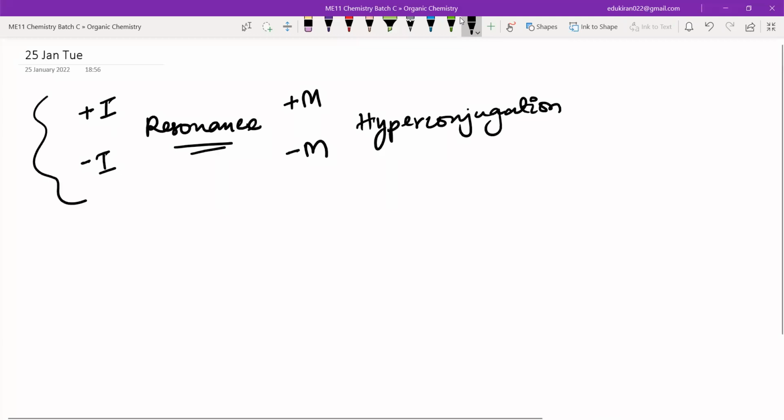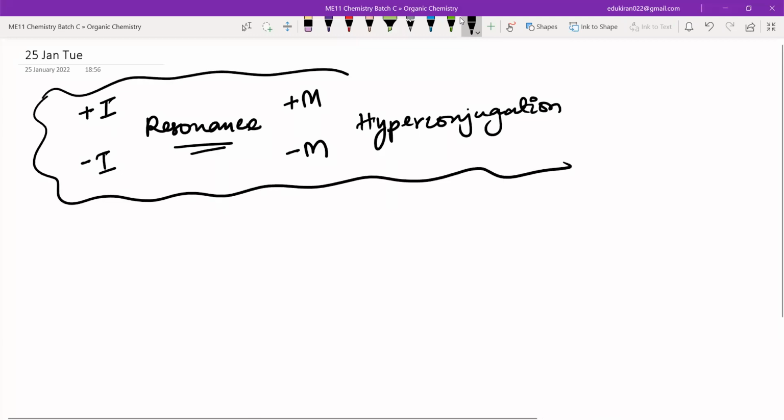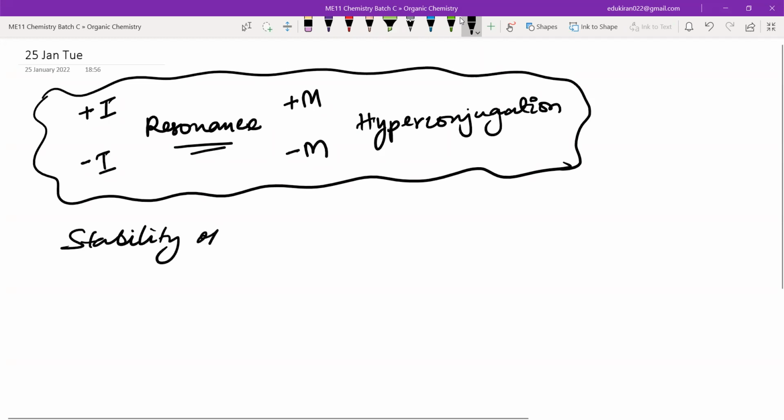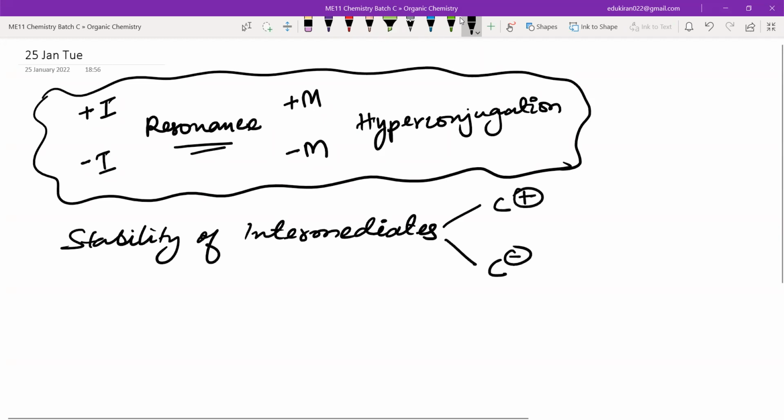So all of these things now will help us in understanding the stability of intermediates. There are how many intermediates? We will have carbocation, we will have carbanion, or we can have carbon free radical. Yes or no? Yes, sir.